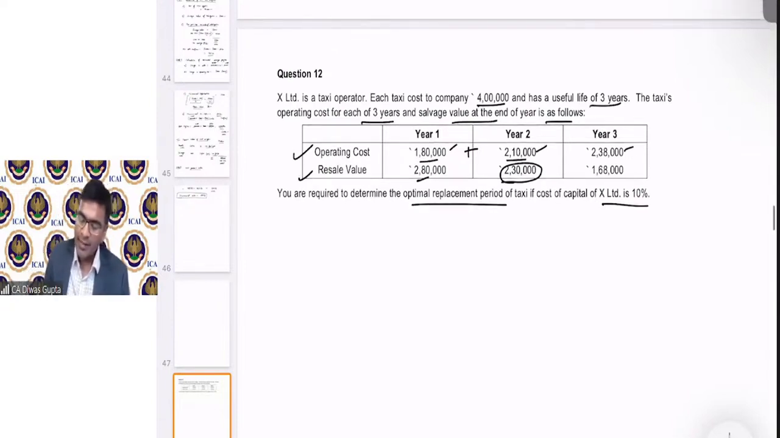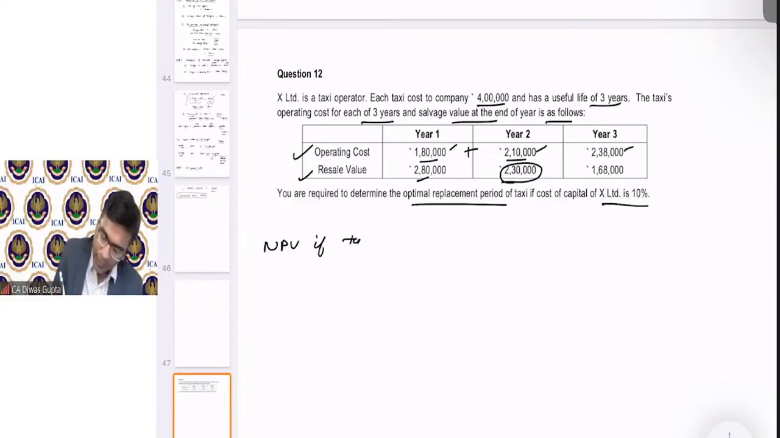Now, since they are asking us to calculate the optimum replacement period, we first need to understand that if we sell at year one, what are the numbers? If we sell at year two, what are the numbers? And similarly, if we sell at year three, what are the numbers? So we will calculate NPV. NPV if the taxi is kept for 1 year, that means after year one we will be selling it. This is the first case.